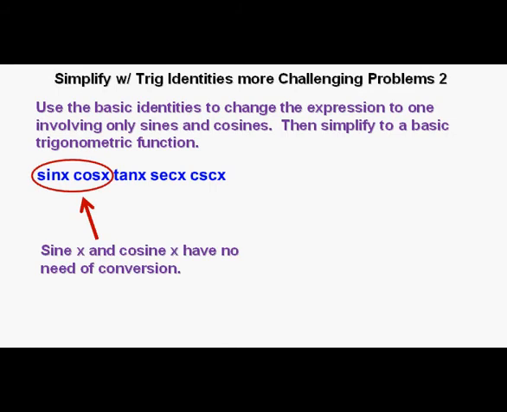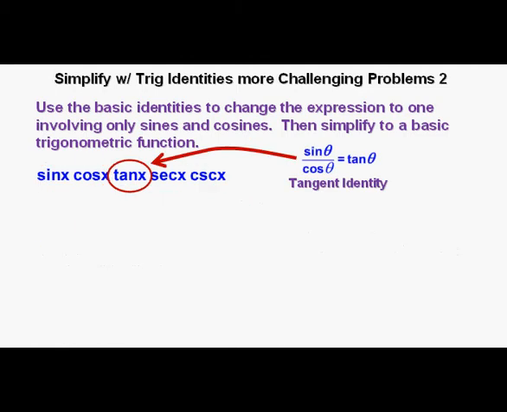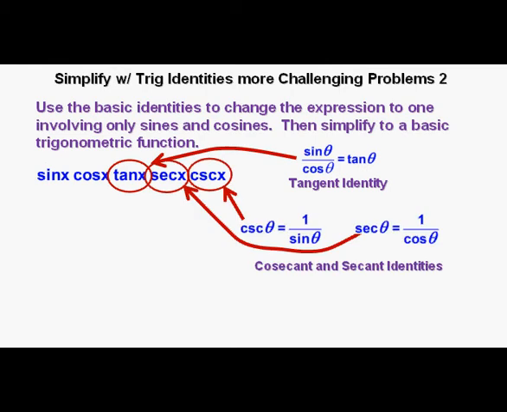In these exercises, we'll take the advice of our instruction to change everything to sines and cosines, and then to simplify from there. Following the instructions, we notice that sine x and cosine x will not need to be converted. But we'll want to convert the tangent, secant, and cosecant ratios in order to simplify this expression. The tangent we'll convert using the tangent identity, and we'll use the secant and cosecant reciprocal identities to convert these last 2 ratios.